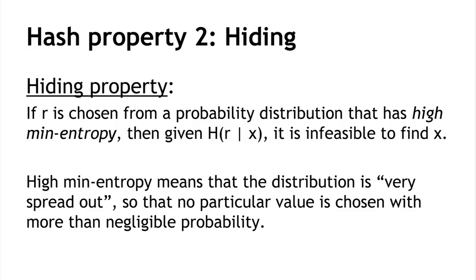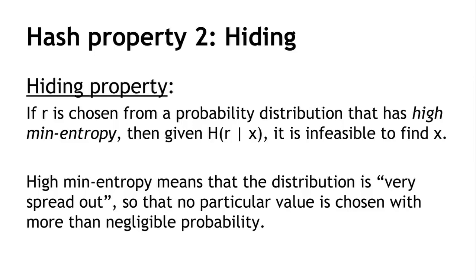The way we're going to fix this problem with a common value x, like heads and tails, is to take x and concatenate it with a value r, which is chosen from a distribution that's really spread out. H of r concatenated with x means take all the bits of r and put after them all the bits of x. What we're going to say is, given the hash of r together with x, it's infeasible to find x. Formally, if r is a random value chosen from a distribution that has high min entropy, then given the hash of r concatenated with x, it's infeasible to find x. And what does high min entropy mean?